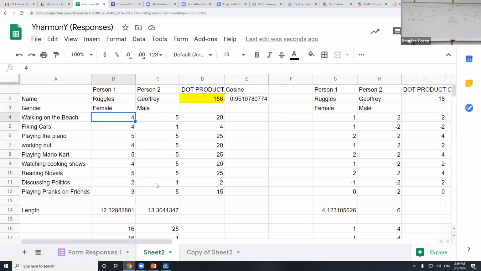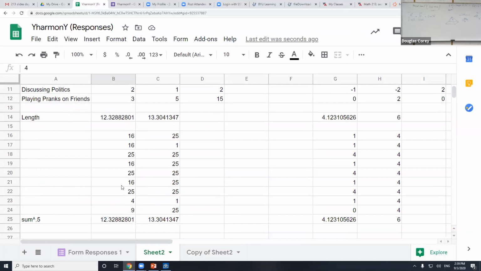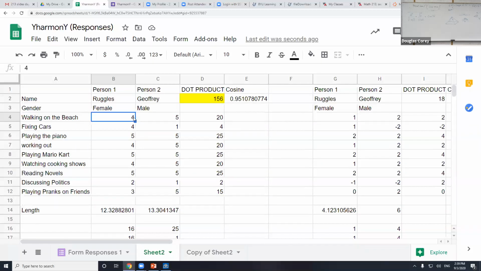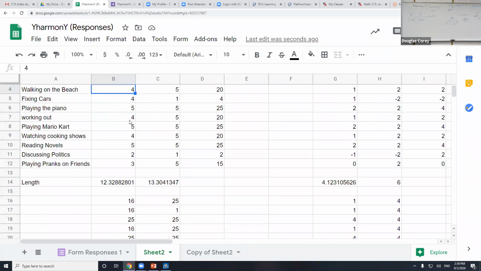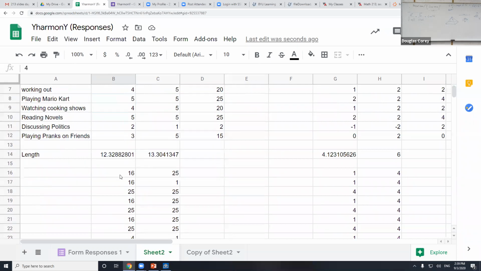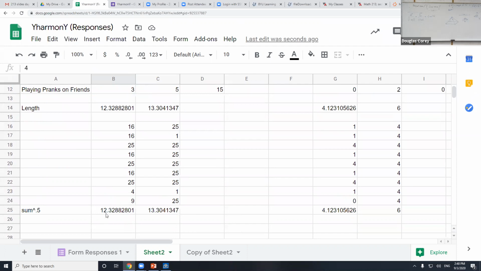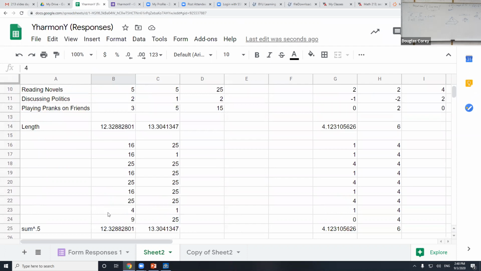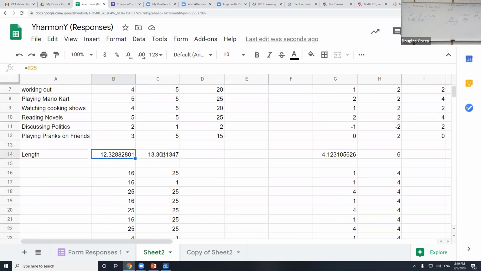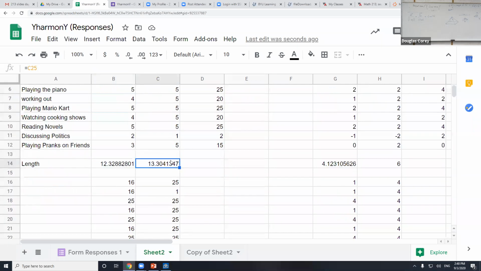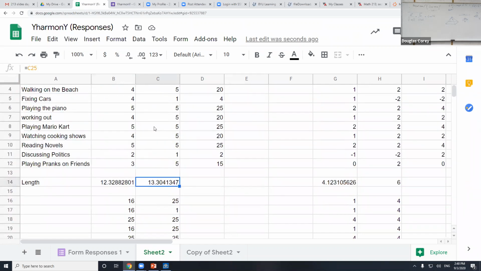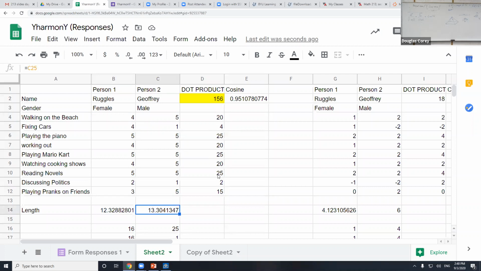So to do that, I have to first find the length. So that's what I did down here. So to find the length of this, I have to square each of those numbers, add them up, and take the square root. So you can see down here, the first three numbers were 4, 4, 5. So 16, 16, 25. So I square all those numbers, add them up, and I took the square root. I get 12.32. So that's the length right here. And Jeffrey, I square all those numbers. You can see it's all 25s or 1s. He either loves it or he hates it. Gets 13. And I take the dot product.